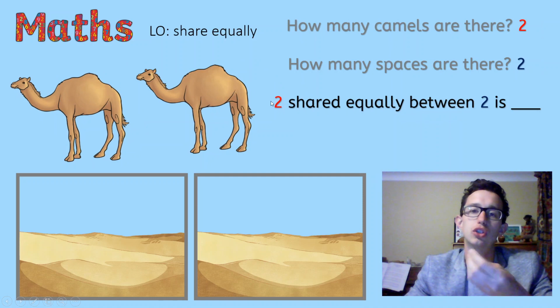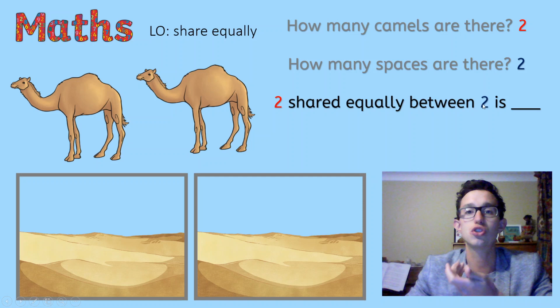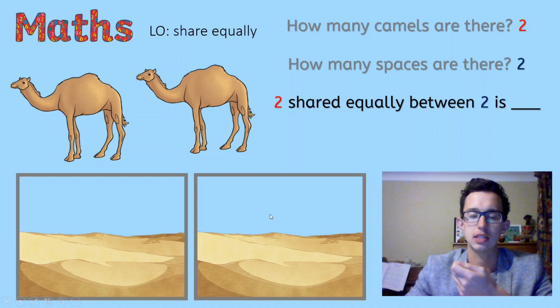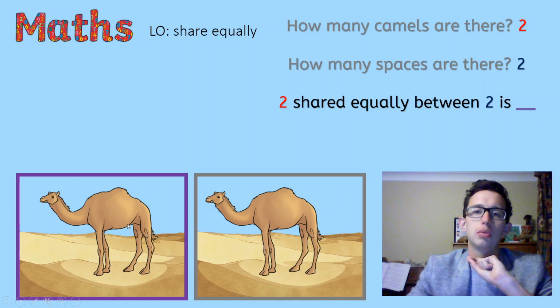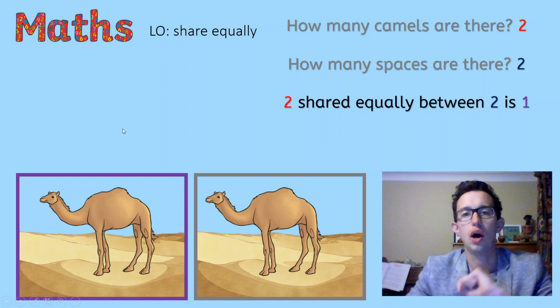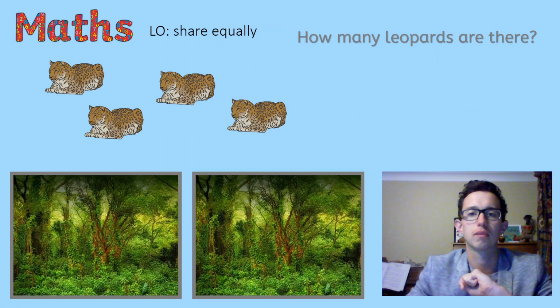Then we say our sentence, 2 shared equally between 2 is, so we have 2 camels and 2 spaces. So we share those camels equally between those 2 spaces. 2 shared equally between 2 is, and we look at just one of those spaces and how many camels are in it. How many camels are in the purple box? That's right, there is 1 camel in that box.